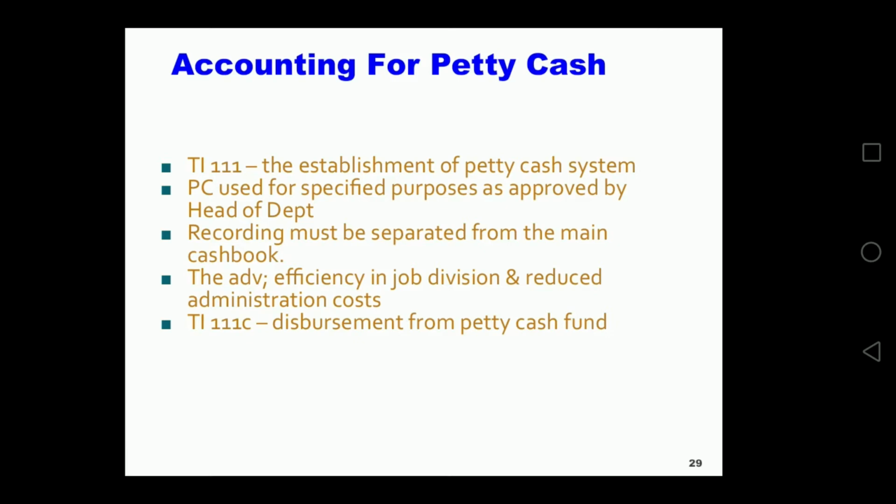The petty cash is used for specified purposes as approved by the head of department, and the recording must be separated from the main cash book. There are 2 advantages of maintaining the petty cash book and accounting for petty cash. First is efficiency in job division, which means the task of handling and recording would be given to junior staff, while complex tasks will be given to experienced staff. Secondly, if petty cash items were entered into the main cash book, items would need to be recorded and posted to the ledger one by one. It will reduce administration costs.